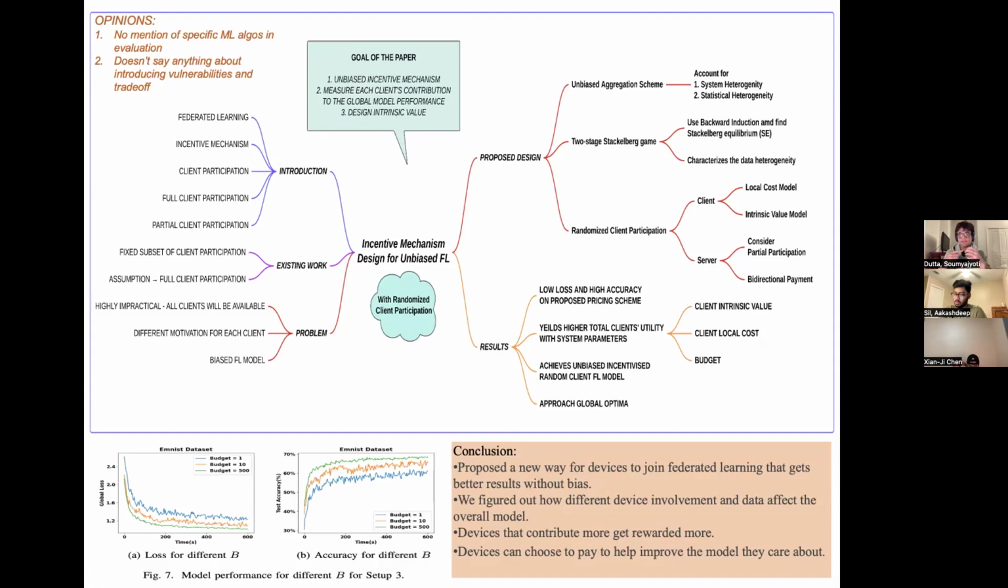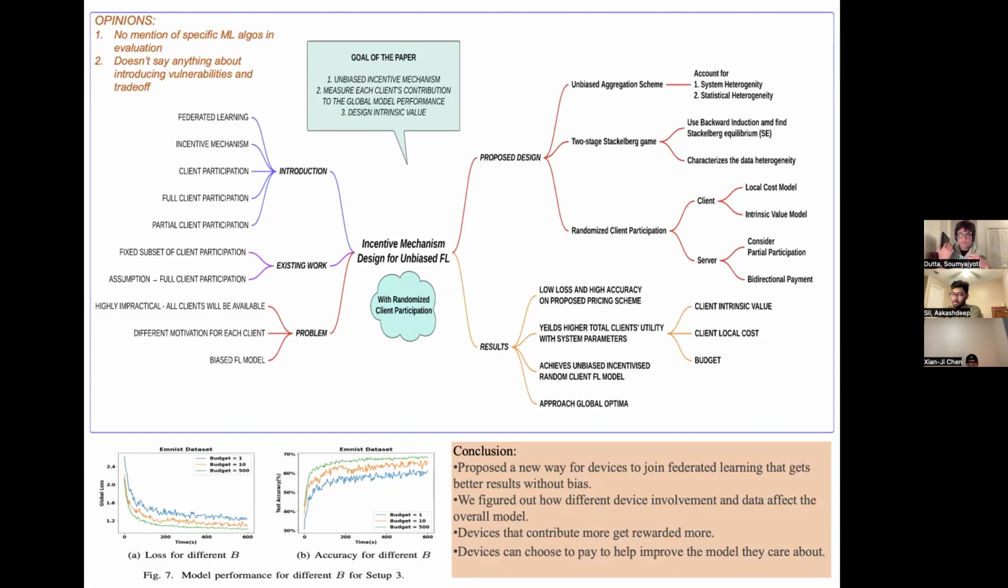This has two parts: one is from the server's viewpoint and the other is from the client's viewpoint. The paper introduces two novel concepts for the client's viewpoint, that is local cost model and intrinsic value model. And from the server's standpoint, they introduced randomized partial client participation and bidirectional payment. The local cost model and intrinsic value together quantify a client's importance in the entire mechanism.